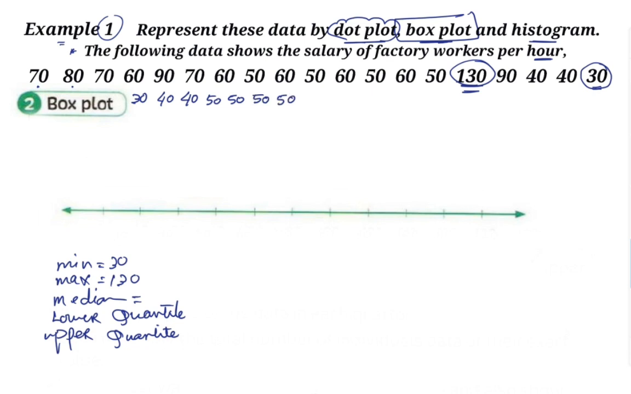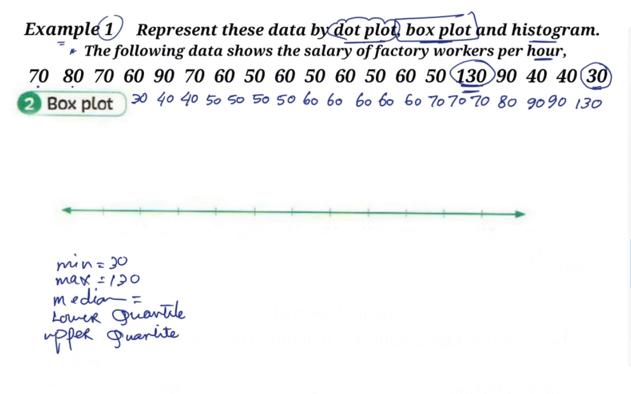And 60, we have five 60s: 1, 2, 3, 4, 5. After 60, 70. How many 70s? You will find that you have three: 1, 2, 3. And 80, just one 80. Okay. 90, we have two 90s. Also, the last number is 130.